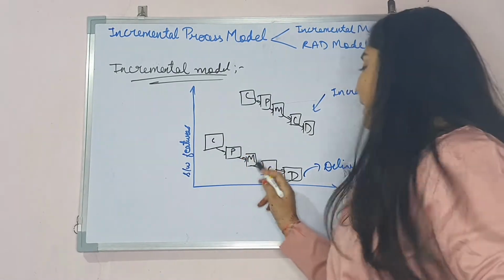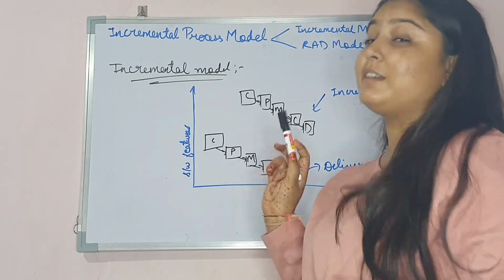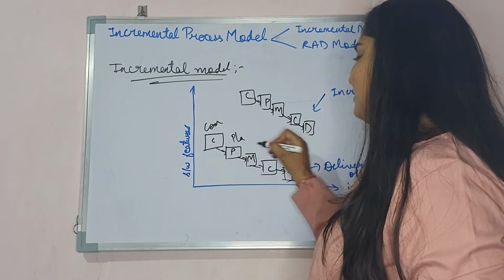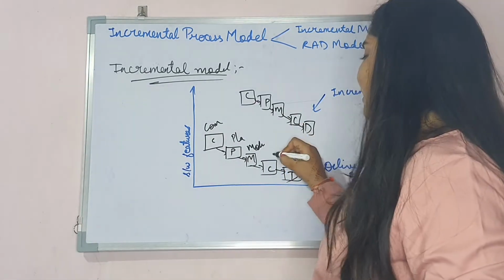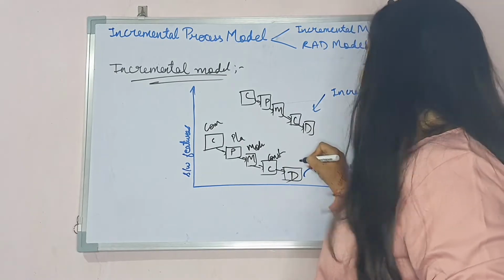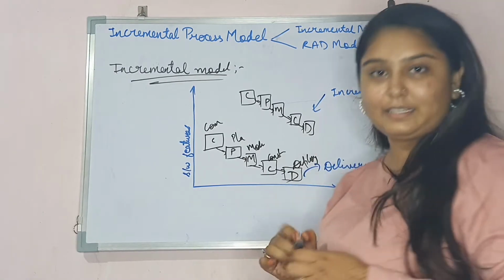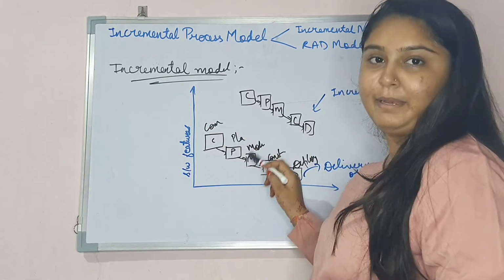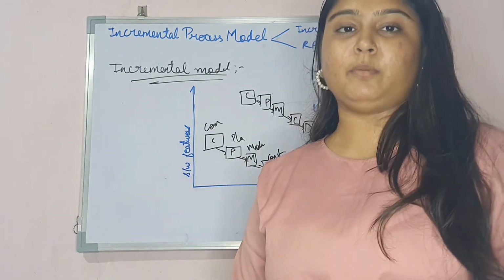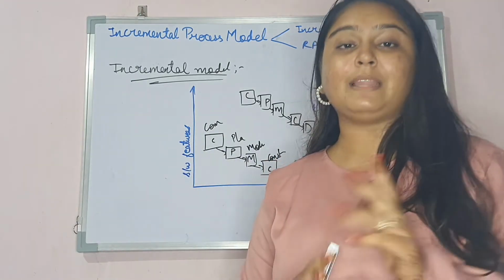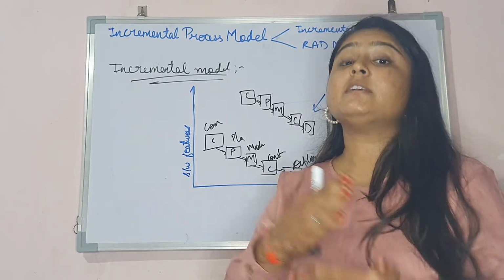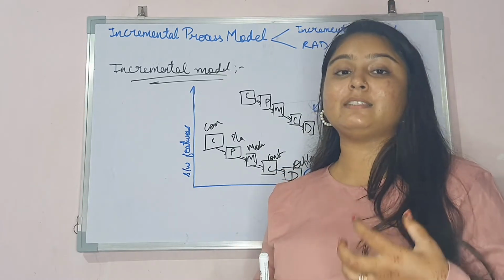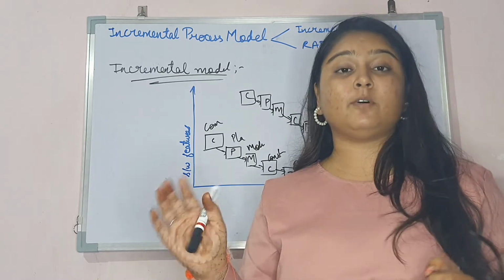Here, CPMCD means whatever we have studied in the waterfall model, that is communication, planning, modeling, construction and deployment. If we go through one of the increments, it similarly looks like our waterfall model. So this is to inform you that the incremental process model is a forwarded version of the waterfall process model. Waterfall was linear and sequential, whereas the incremental process model has increments.